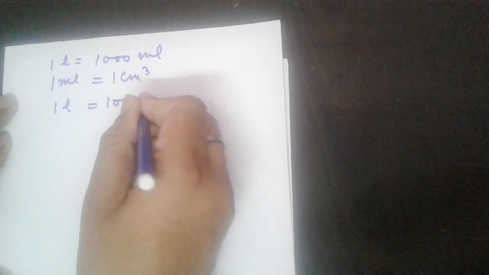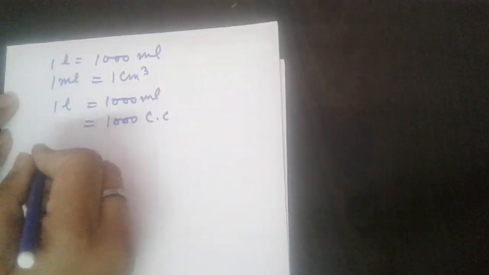Now measurement of volume of liquid. Volume of liquid is generally measured in liter. The submultiple of liter is milliliter. 1 liter equals to 1000 milliliter. 1 milliliter equals to 1 centimeter cube. Since 1 liter equals to 1000 milliliter, so this will be equals to 1000 centimeter cube.